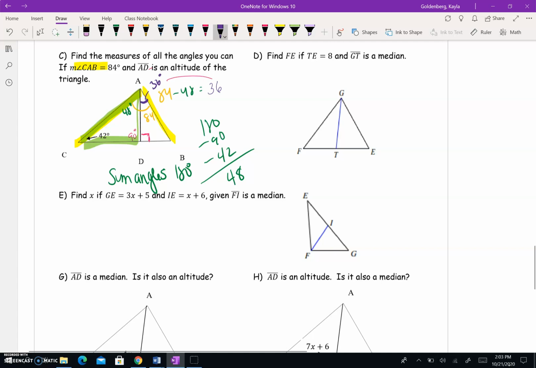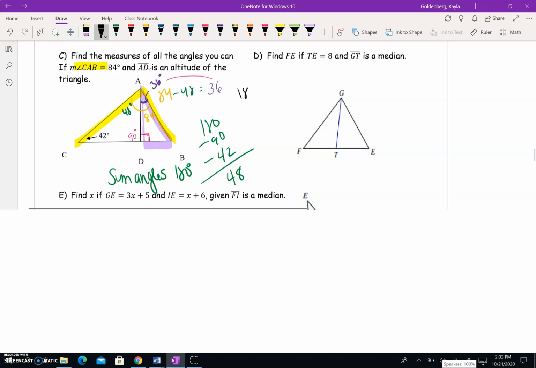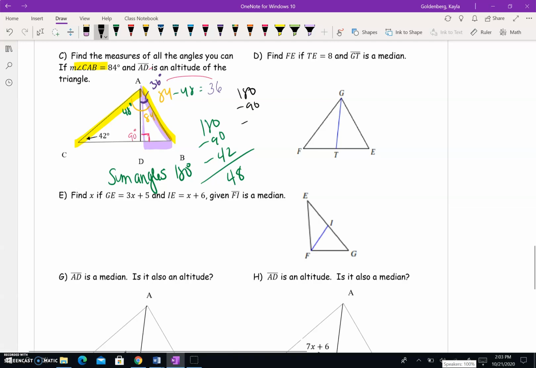And then to find the last one, right, we had the green triangle. I'm going to call it maybe the purple triangle. If I look at this purple triangle, the top angle is 36, the bottom angle is 90. To find the last one, we're going to do the sum is 180 again. So 180 minus 90 minus 36. That's going to come out to 54 degrees. So I've labeled that last angle as 54 degrees. So this problem really relied on knowing altitude meant a 90-degree angle, and knowing the sum of the angles of a triangle is 180. That's going to come up quite a bit this year.